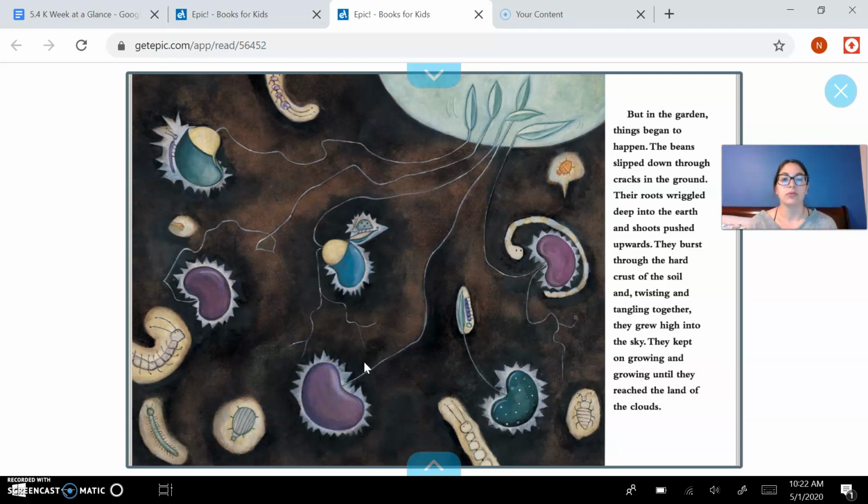Their roots wriggled deep into the earth and shoots pushed upwards. They burst through the hard crust of the soil, and twisting and tangling together, they grew high into the sky. They kept on growing and growing until they reached the land of the clouds.